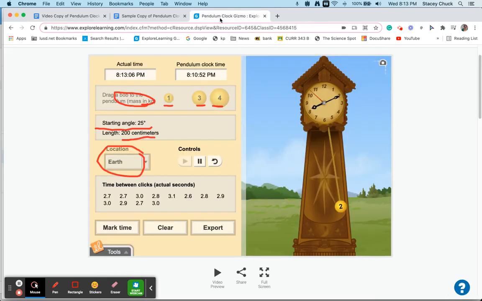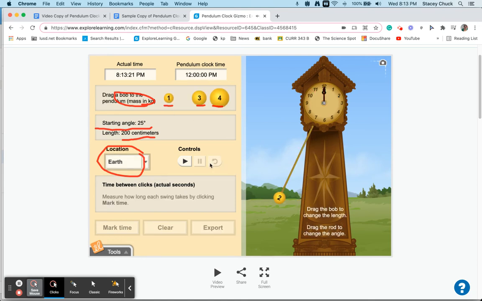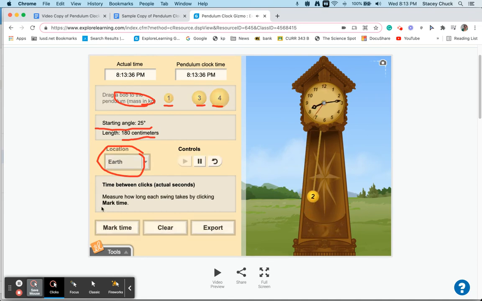So back to the clock. I'm going to go ahead and clear this. Oh, new things I didn't know I had. Okay. So let's reset that. And we're going to change the length to 180. So you click on the bob and push it up till you get to your number, 180. Play.